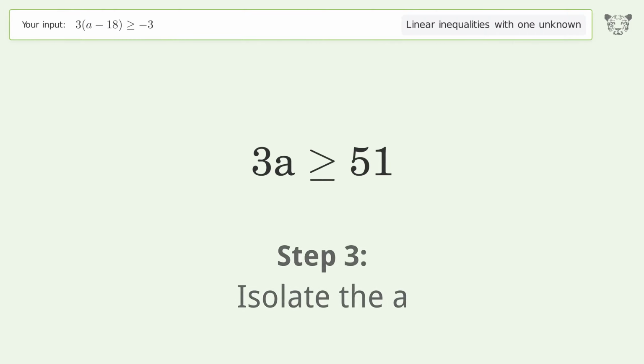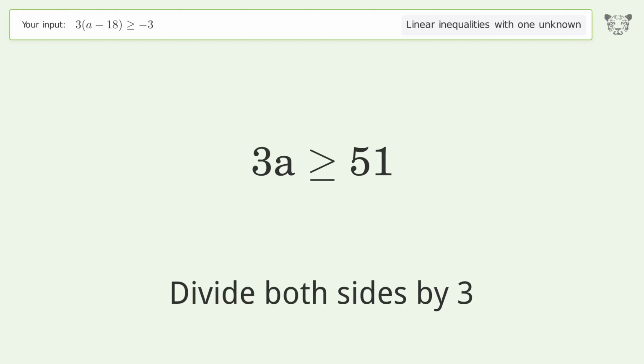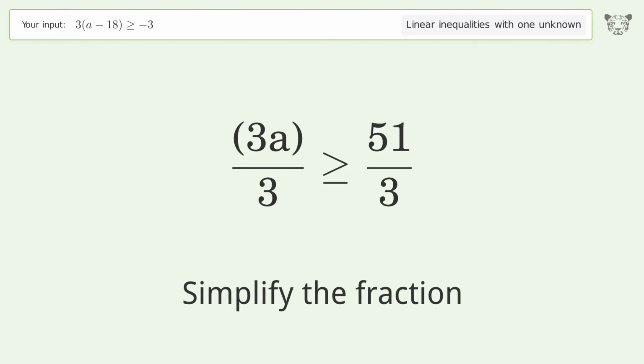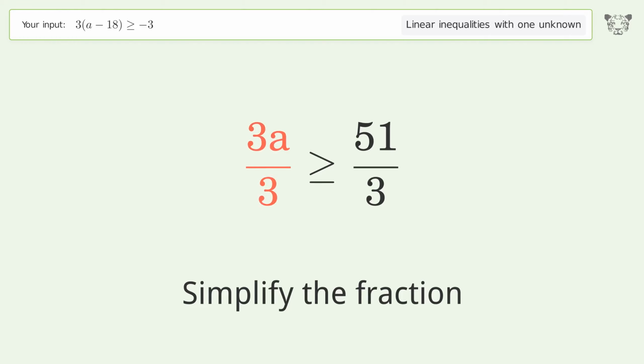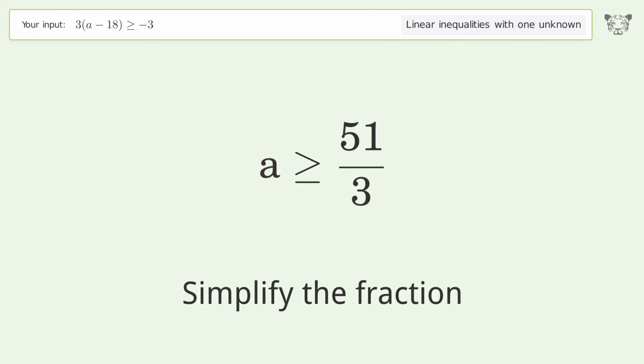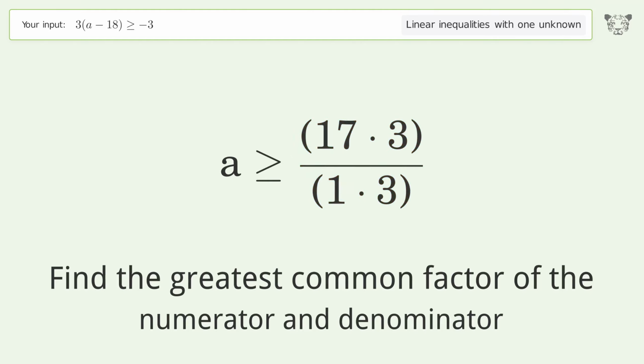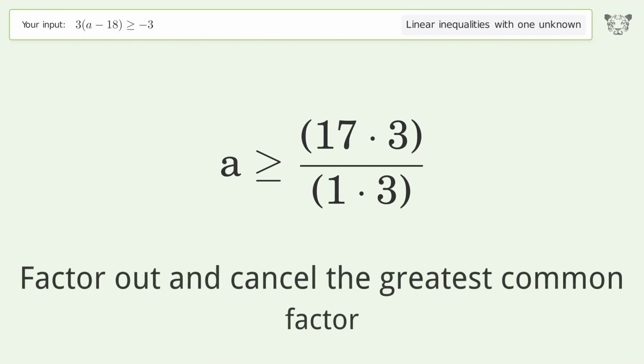Isolate the a. Divide both sides by 3. Simplify the fraction. Find the greatest common factor of the numerator and denominator. Factor out and cancel the greatest common factor.